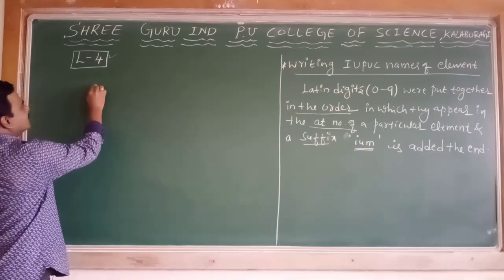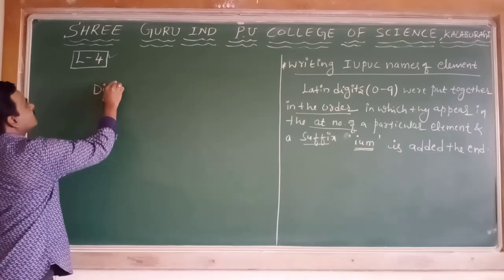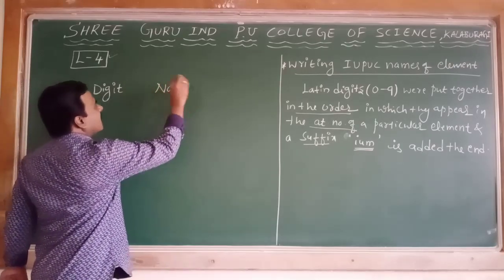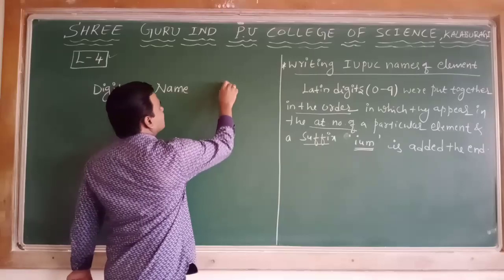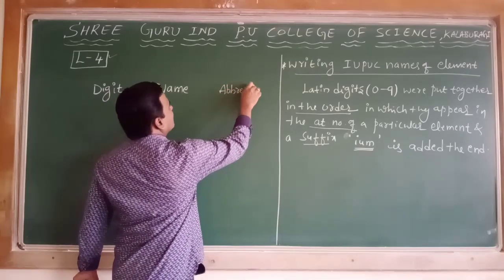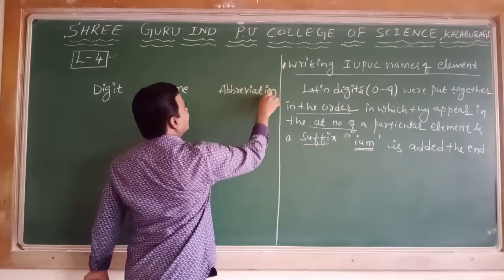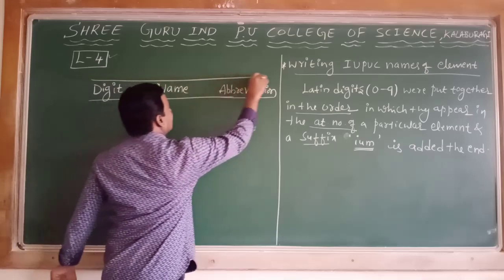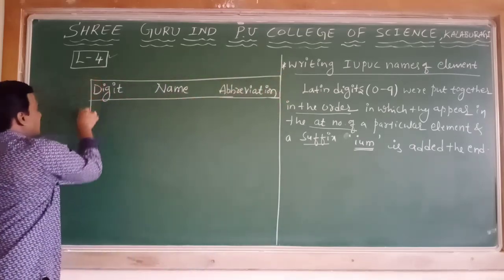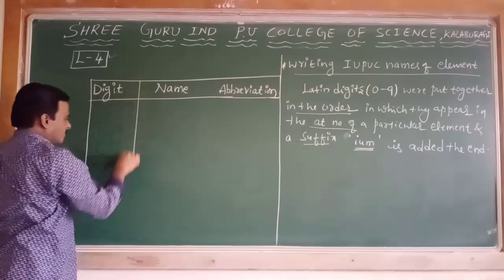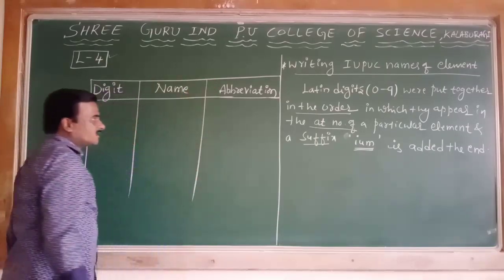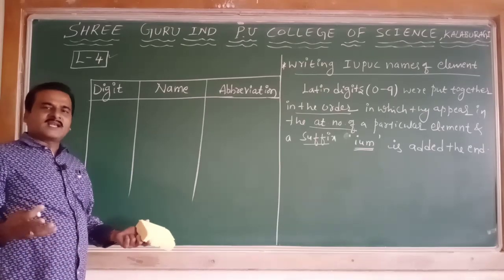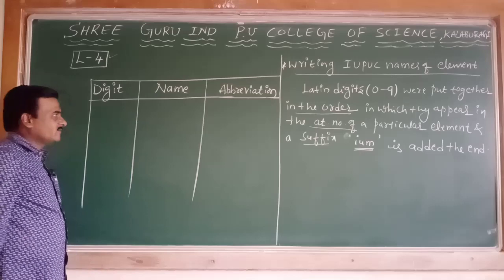This table has the first digit, the name of that digit, and finally what abbreviation is to be used or written. This table is important, and if you remember this table, that automatically helps you write the IUPAC name of any element with atomic number more than 100.